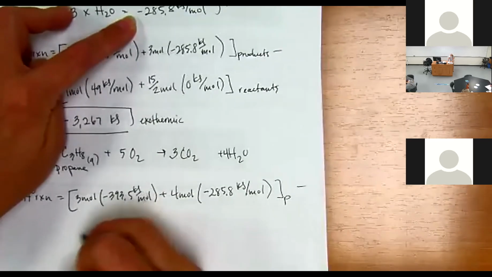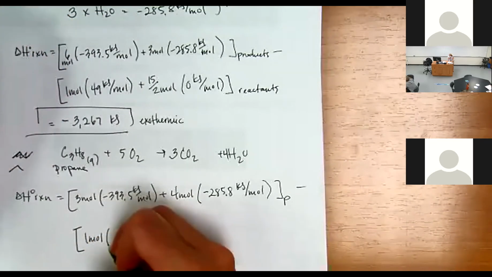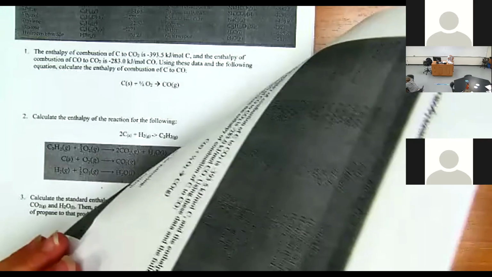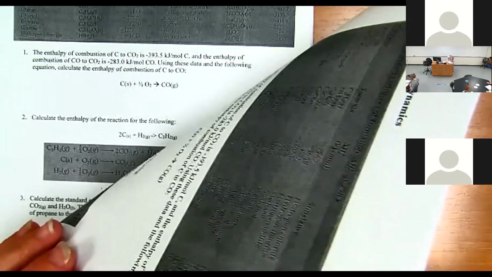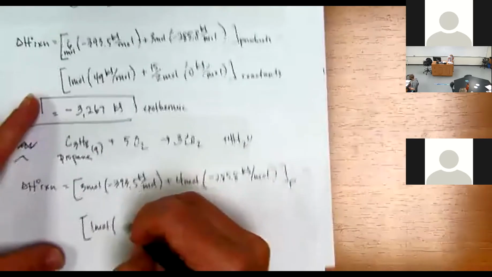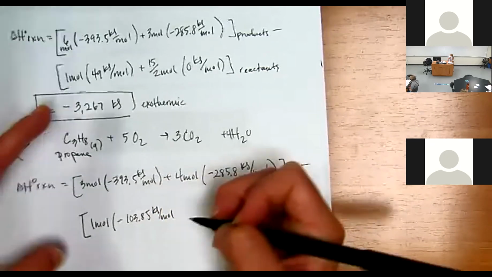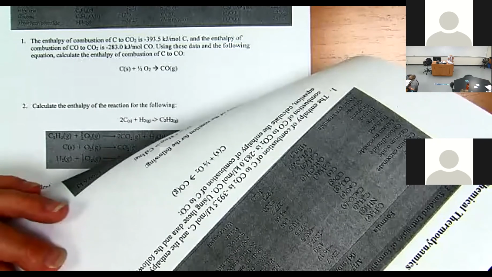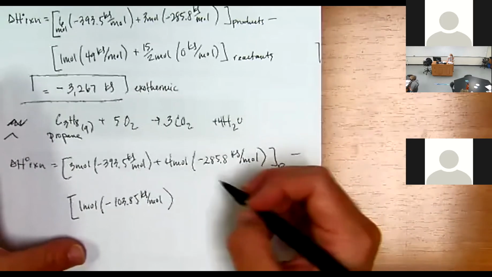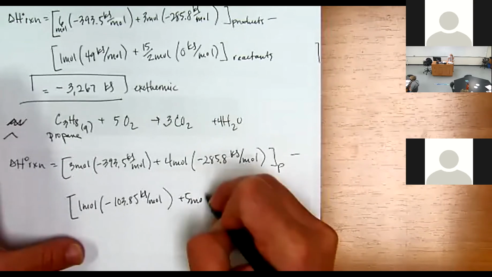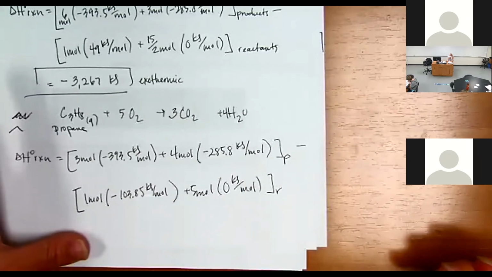And then I'm going to subtract my reactants, which is 1 mole of propane, which I just said was negative, I already forgot. Negative 103.85 kilojoules per mole. And then oxygen is still 0, plus 5 moles times 0 kilojoules per mole for my reactants.